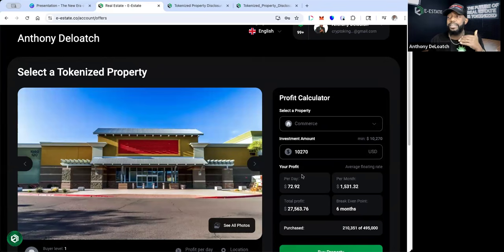It's paid out to you on average around $72.92 per day. And in 18 months, you earn just over $27,000. You're projected to earn just over $27,500. Close to $30,000 in 18 months, guys. What?